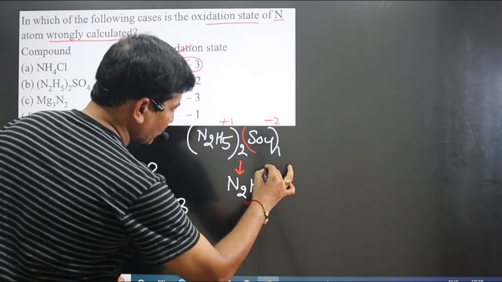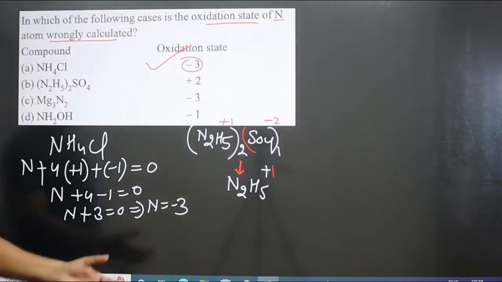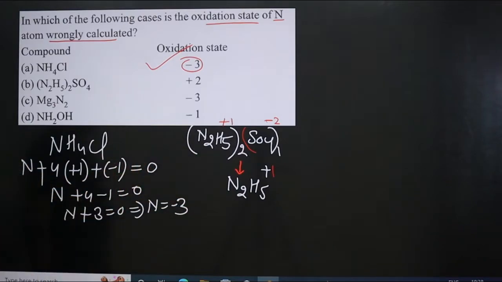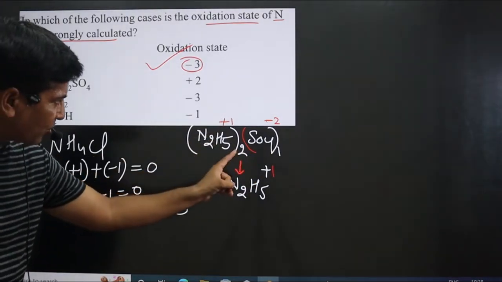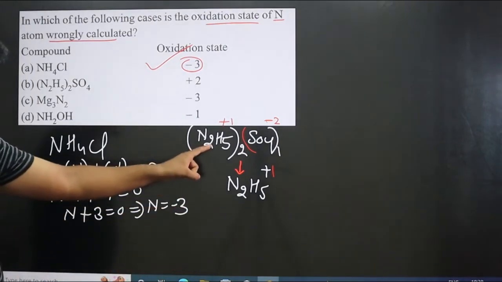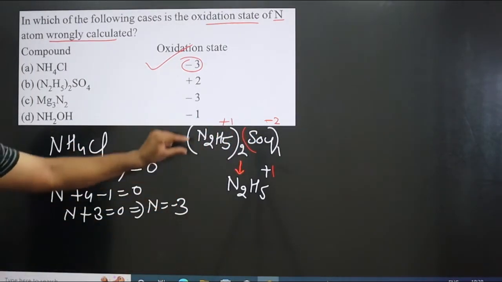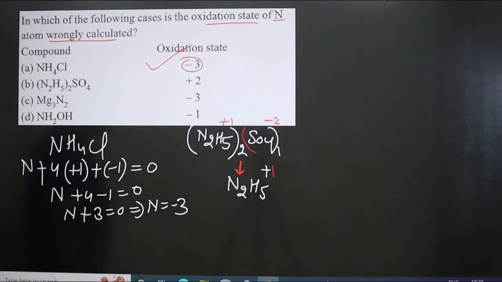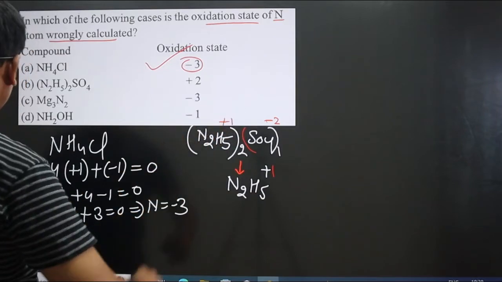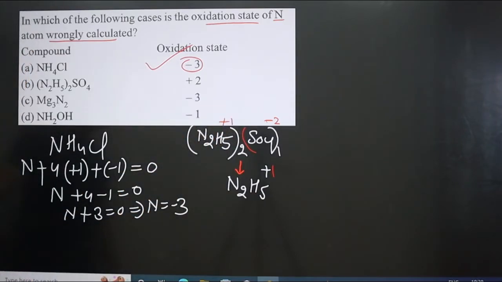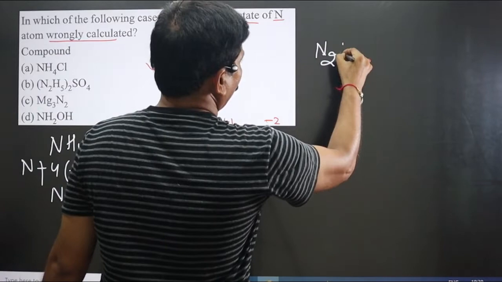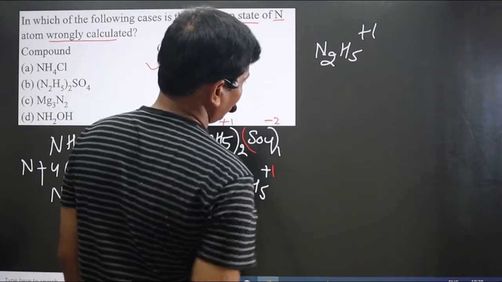From here we got N2H5 having +1 charge. Now we got the simplified version. Easily we can calculate the oxidation state of nitrogen. It is a polyatomic ion, and the sulfate is also a polyatomic ion. We take only one polyatomic ion in which we have to calculate the oxidation number of nitrogen. From the sulfate ion you can get sulfur present in +6 oxidation number. Then we have N2H5 having +1 charge.